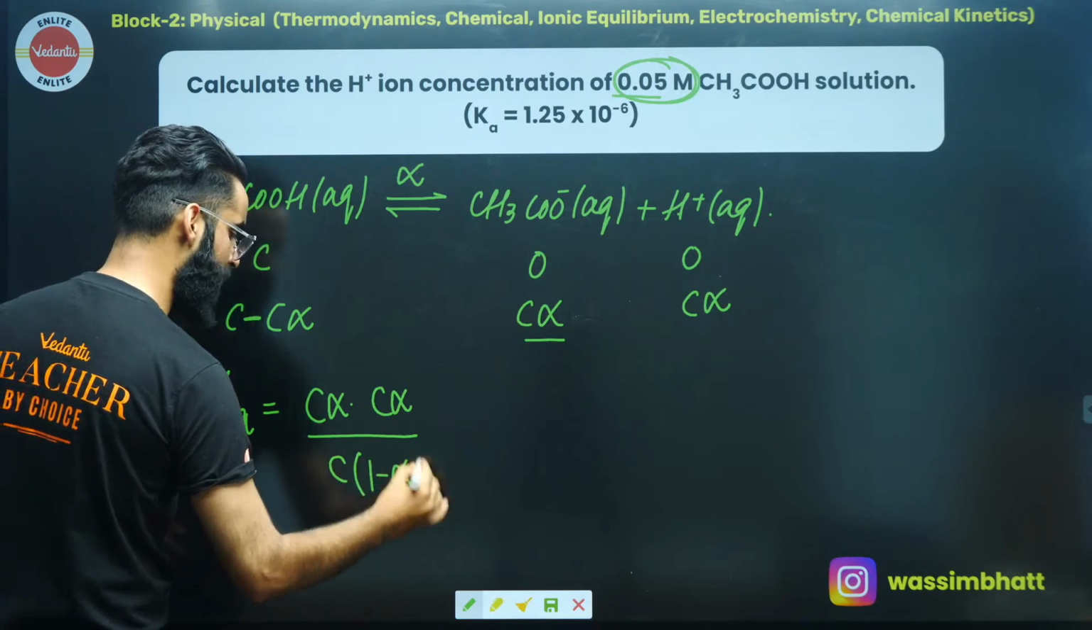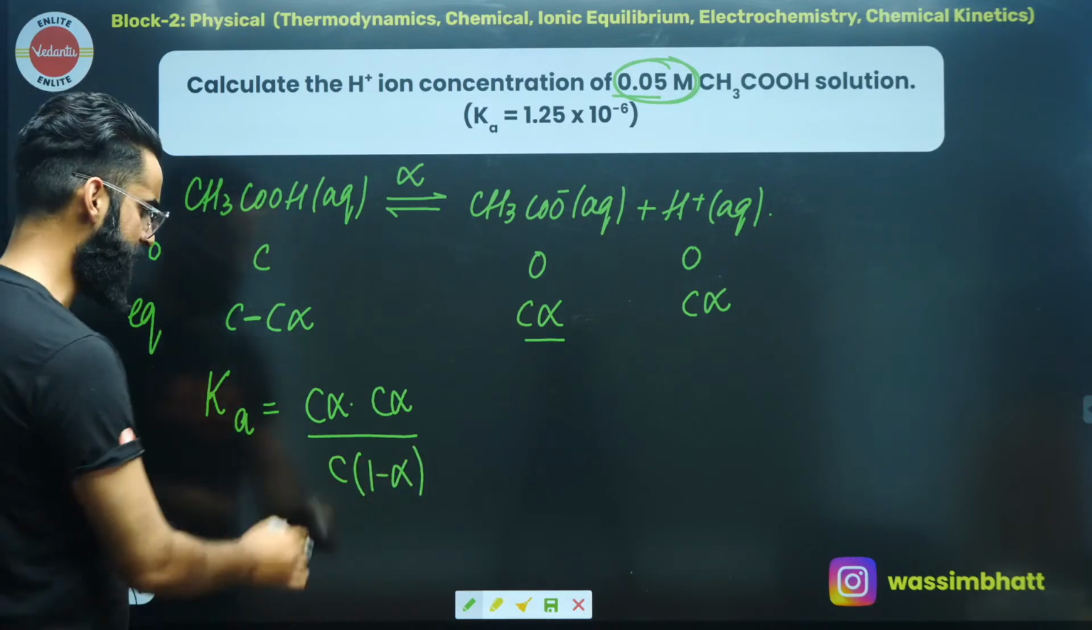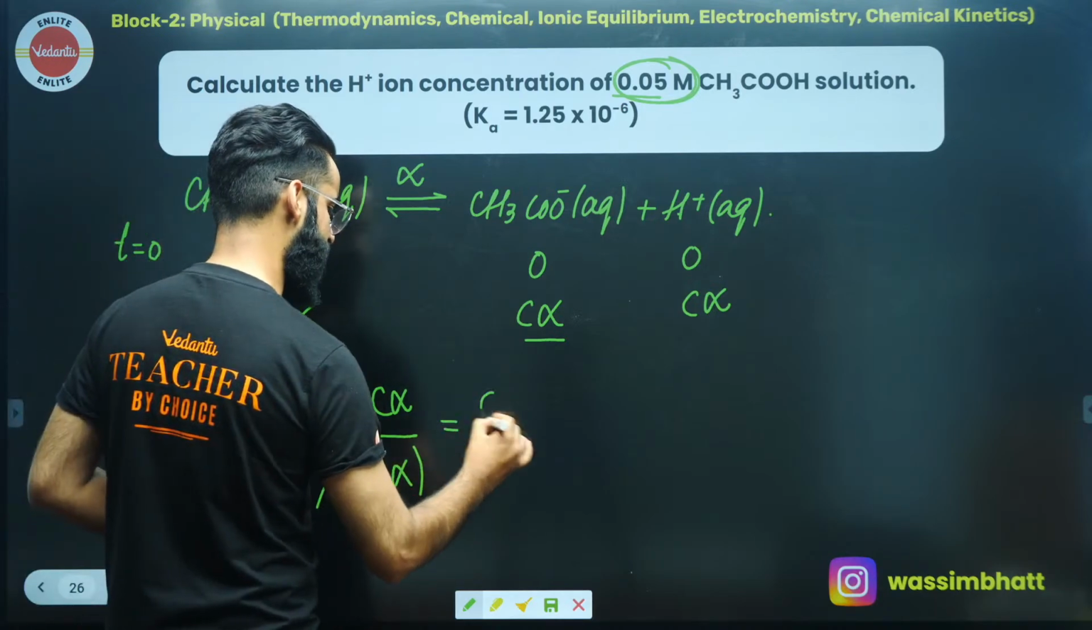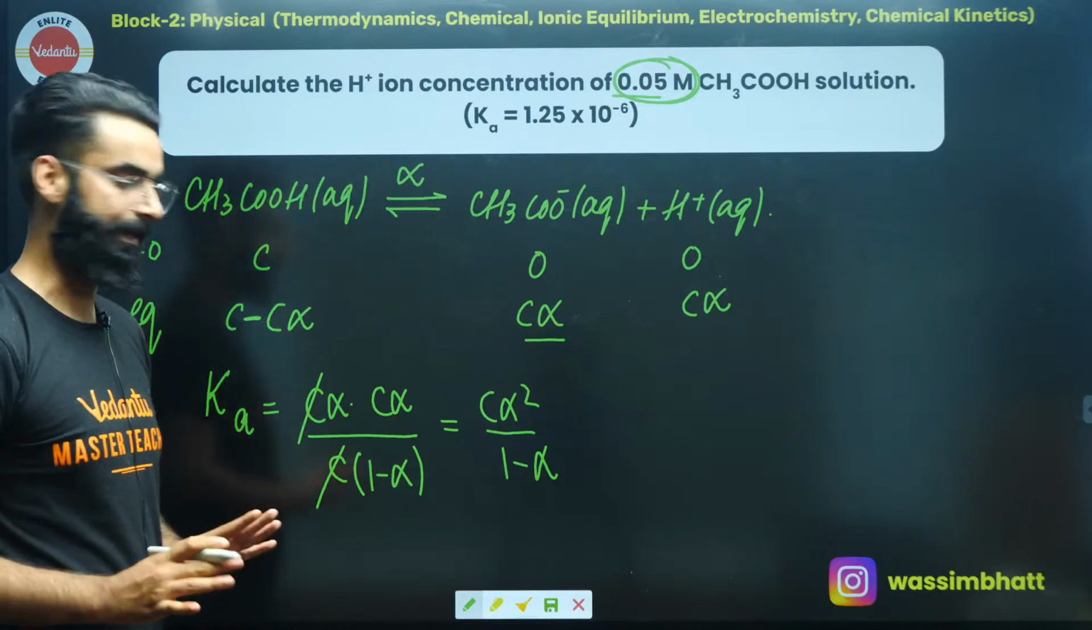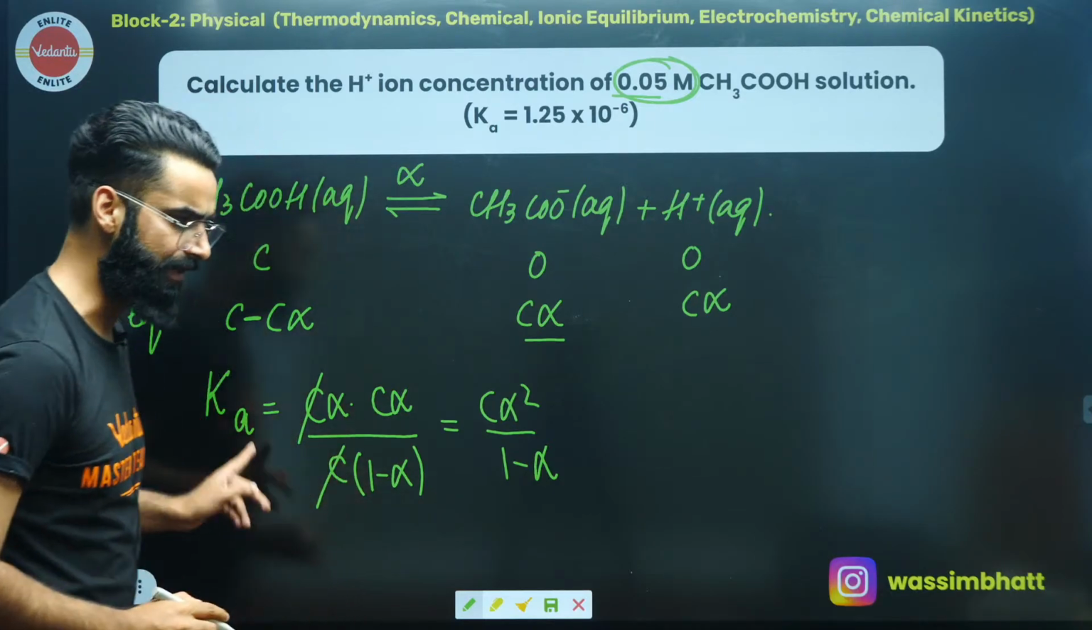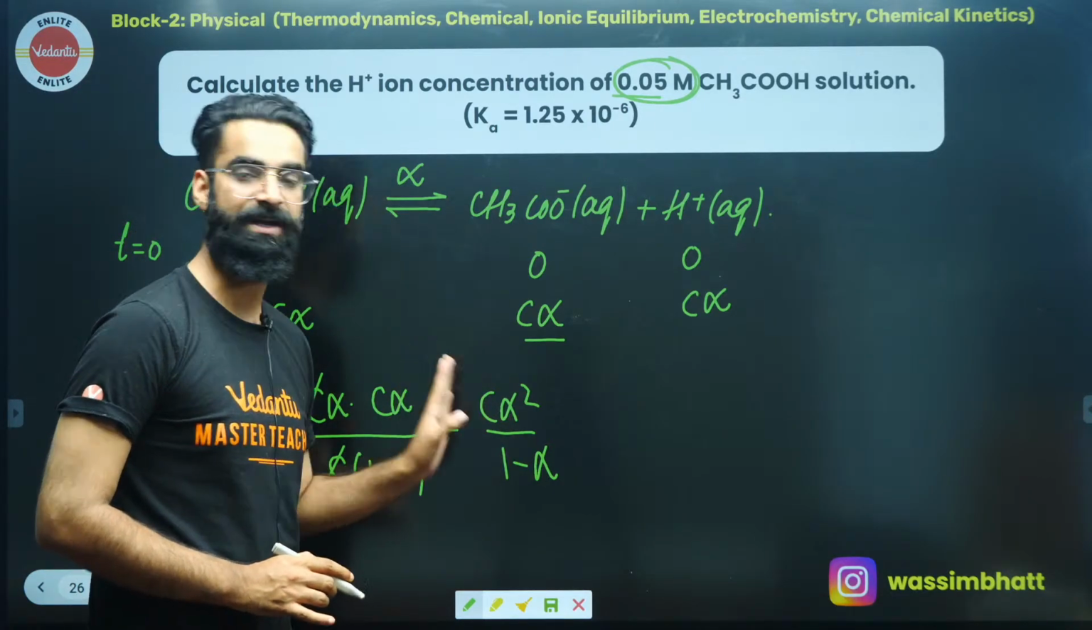So I'll take C as common, 1 minus alpha, right? So can I say one of the C gets cancelled out. It comes out to be C alpha square divided by 1 minus alpha. So first of all, what you did exactly, you calculated the value of Ka, and the Ka value came out to be C alpha square divided by 1 minus alpha.